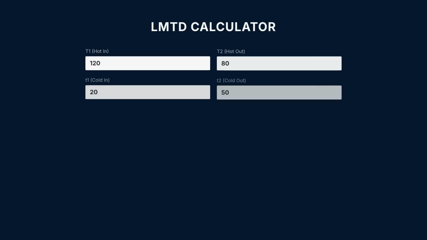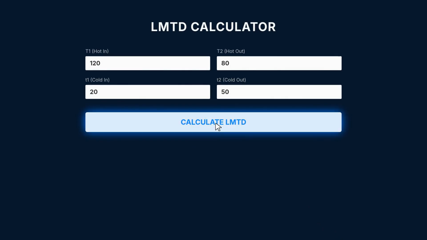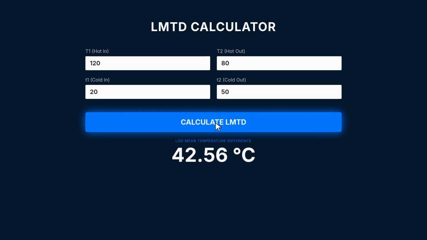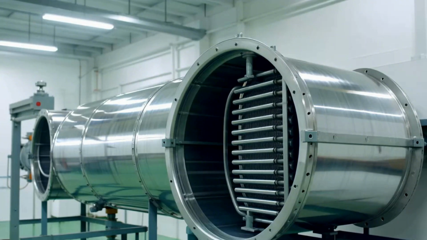Once you click Calculate LMTD, the calculator processes these thermal parameters to determine the logarithmic mean temperature difference, which represents the effective temperature driving force across your heat exchanger. This LMTD value is essential for sizing heat exchangers and calculating the required heat transfer area.